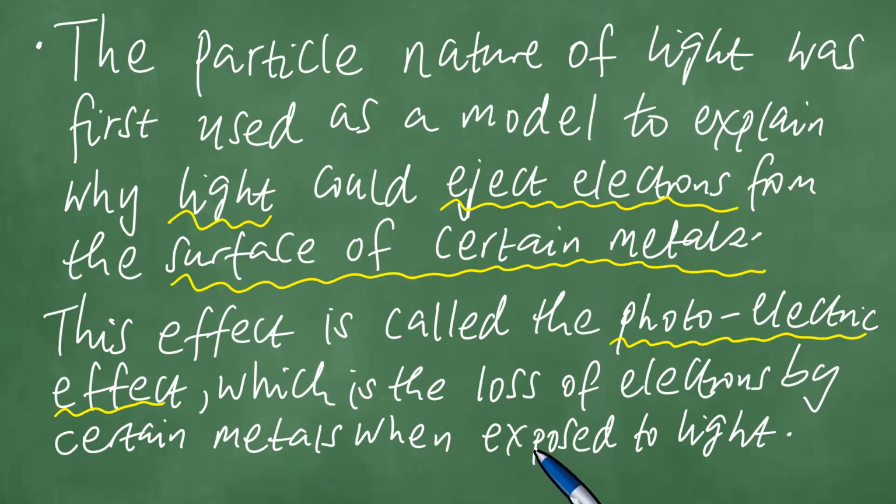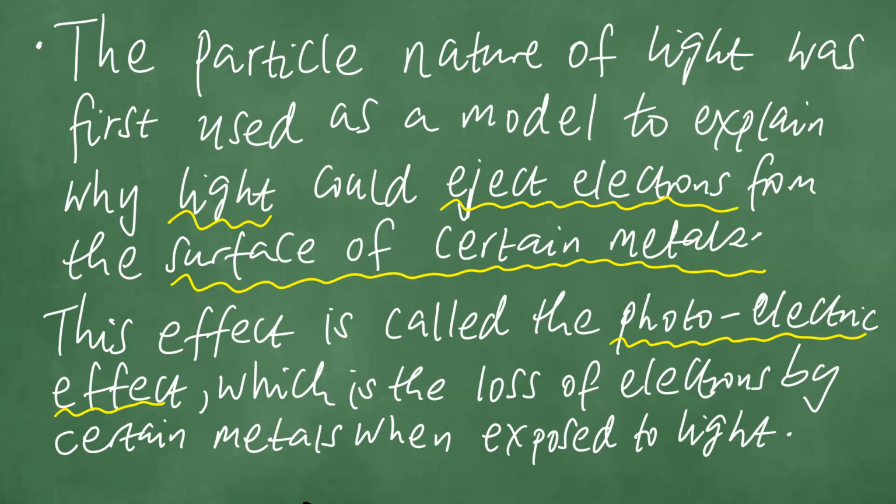So when light is shone on certain metals, those metals lose electrons. The loss of the electrons is called the photoelectric effect because photo means light. When you shine light on a metal surface, electrons pop out of the metal surface. They jump out, and the jumping out of the electrons is called the photoelectric effect.